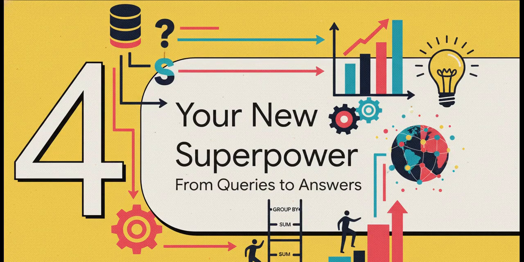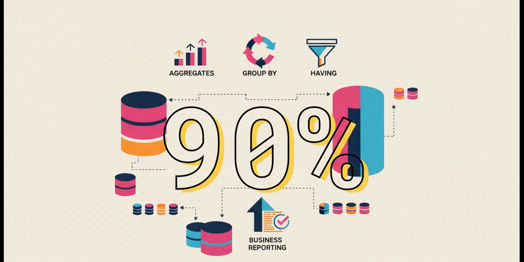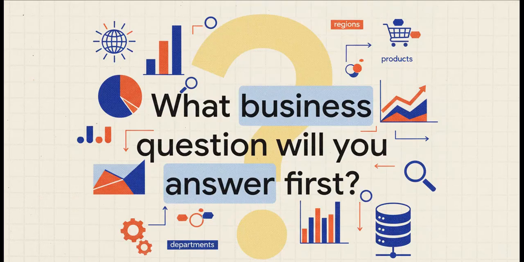But why does mastering this stuff matter so much? Why is it so important for your career? It's because of this number right here, 90%. Once you really truly get the hang of aggregates, GROUP BY, and HAVING, you can answer up to 90% of all the standard business reporting questions that are out there. Think about that. You really do have the foundational tools now to turn raw data into actual decisions. So the only thing left to ask is, what are you going to discover first? What business question are you going to answer?